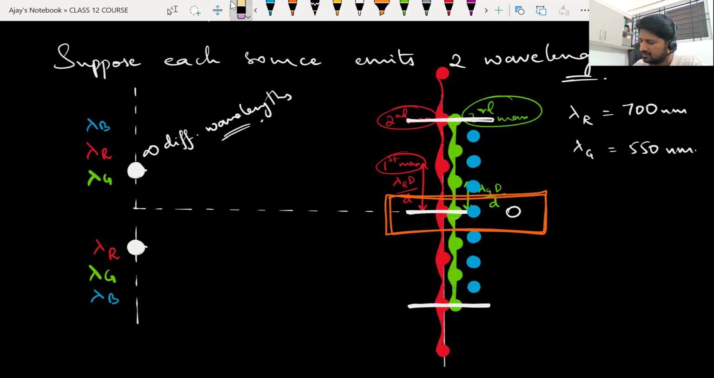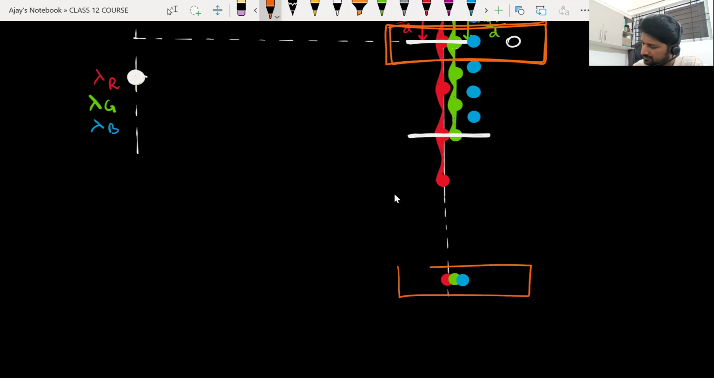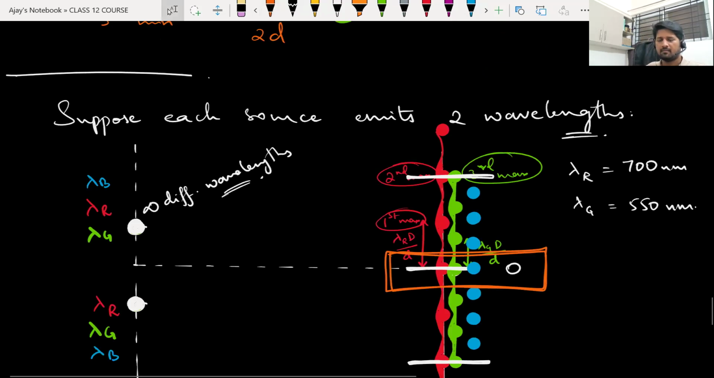Yes, sir. Okay. You keep going away from the central maximum. Somewhere on the screen, you will again see all three of them overlapping. Red, the maximum of red, the maximum of green, and the maximum of blue occurring at the same position. That will happen. Definitely at some distance it will happen. So there also all three maxima are coinciding. Is this clear?